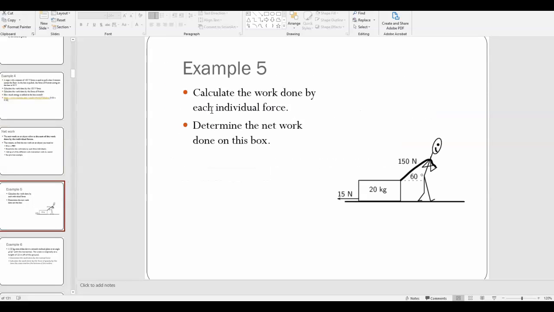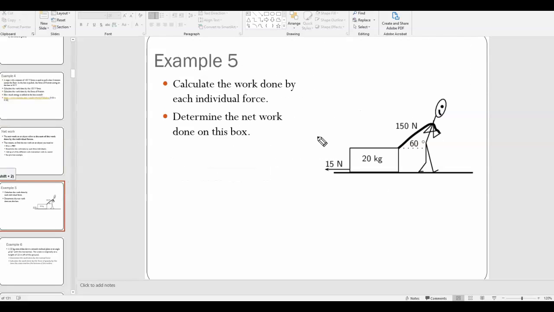Okay, so one more example. Example 5 says calculate the work done by each individual force and then determine the net work done on this box. We're not given the displacement in the problem, so I'm just going to make up a value. Let's say that the box is going to move to the right by 4 meters. So S, the displacement, is 4 meters to the right, because otherwise you can't do the calculation.